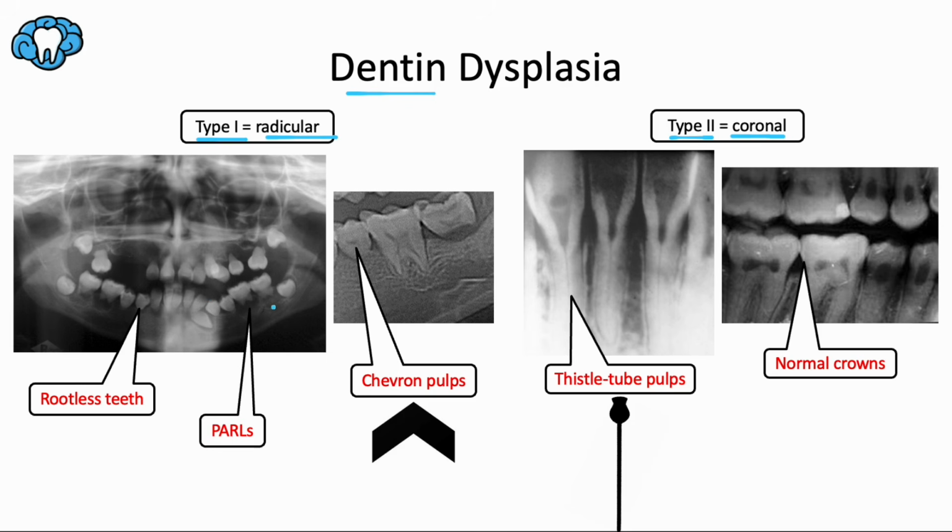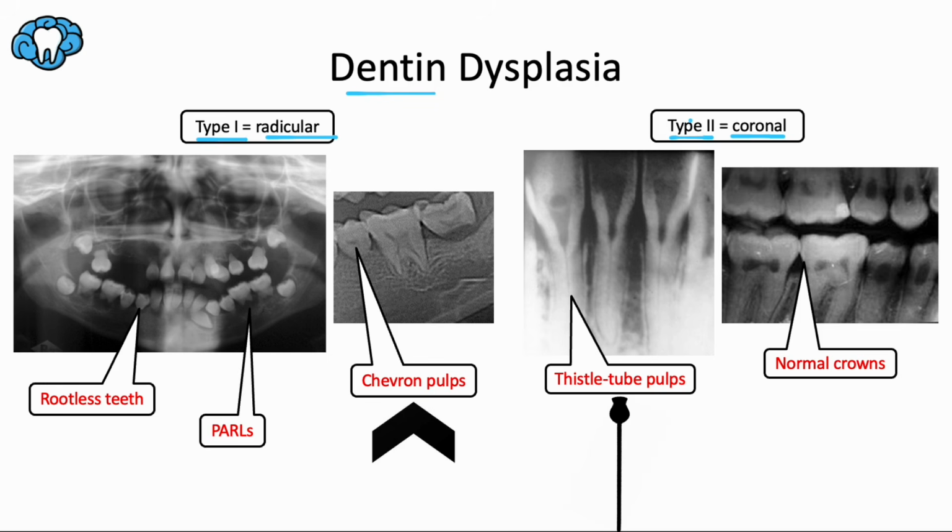There tend to be a lot of periapical radiolucencies, or PARLs for short, as you can see in this panoramic radiograph. There tends to be a slight amber translucency to the crowns, but otherwise they actually look fairly normal. You can imagine these teeth, though, are unfortunately not good candidates for restoration, thanks in large part to their rootless nature.